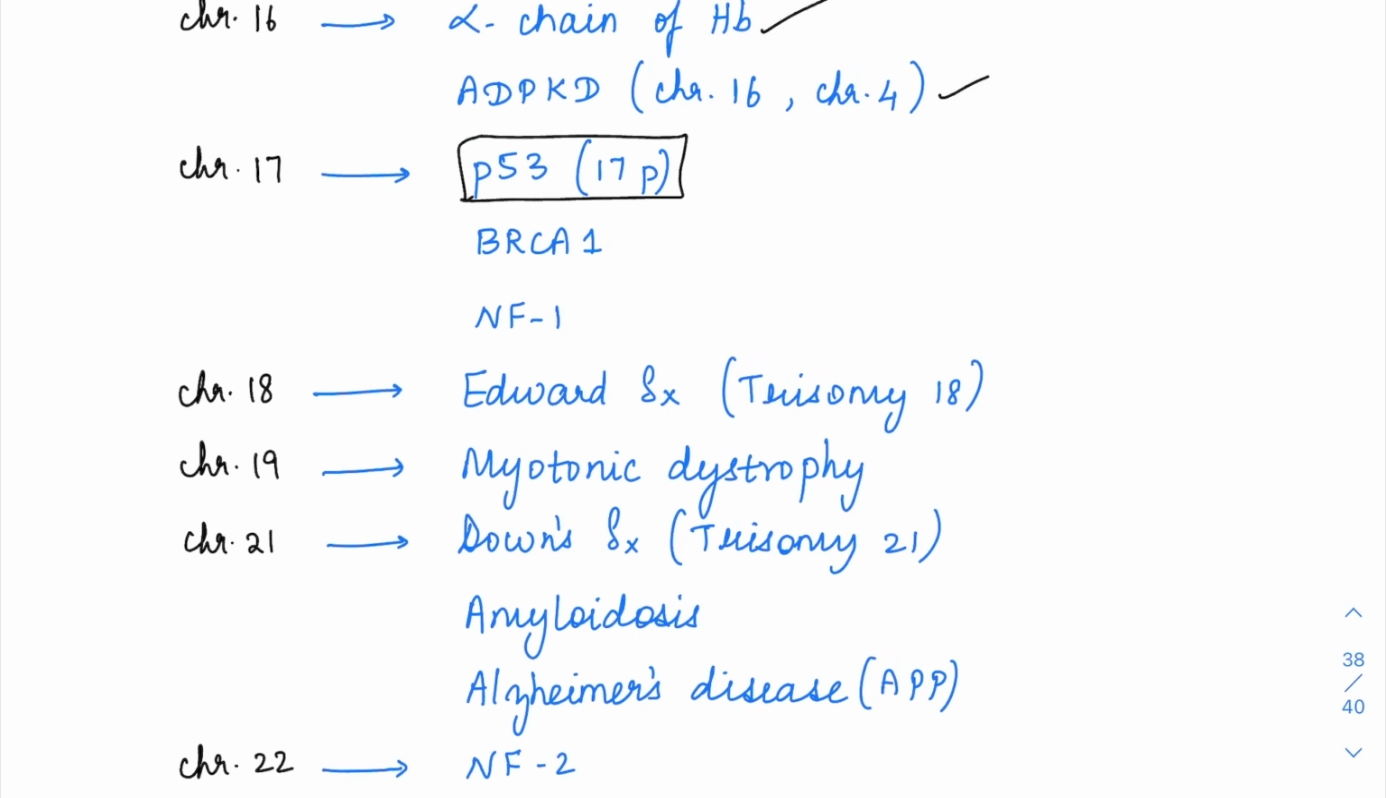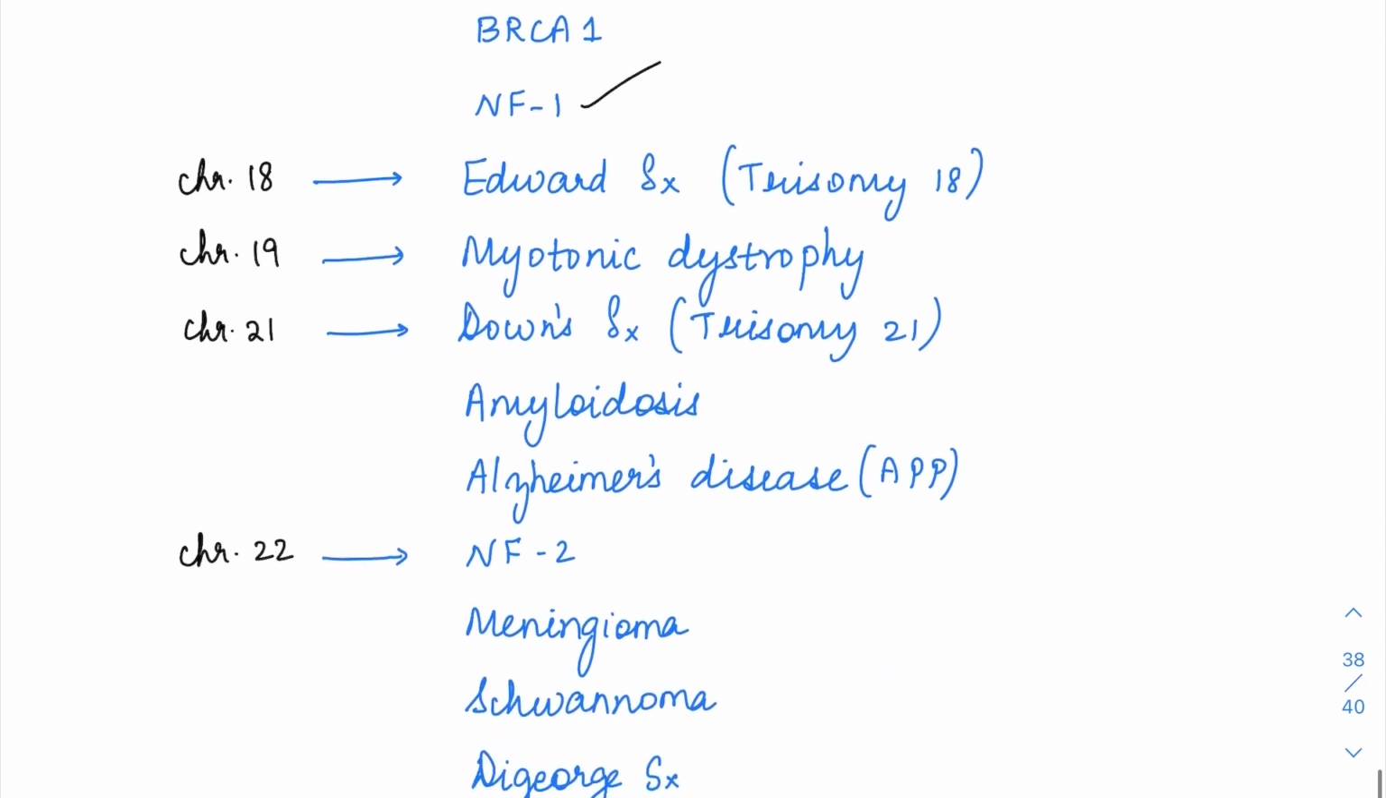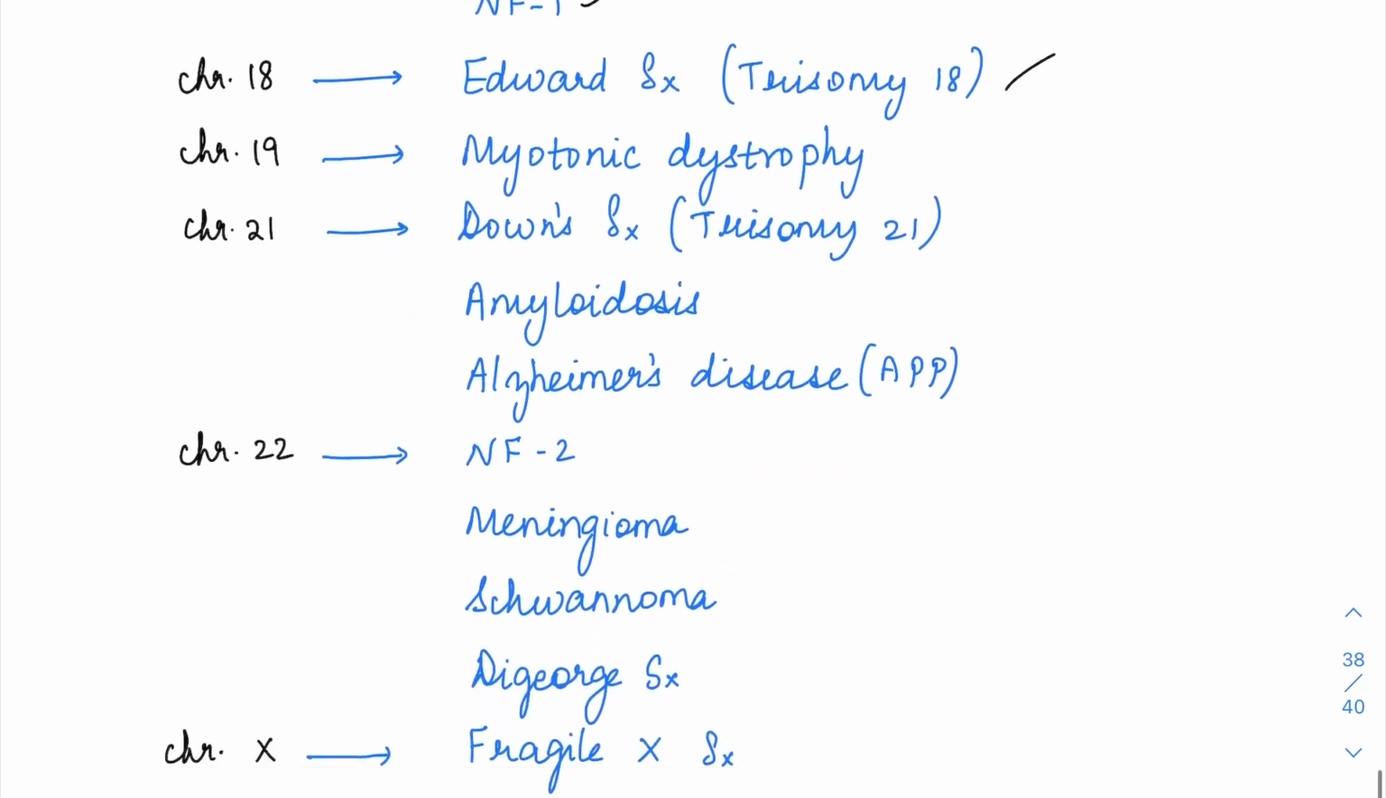BRCA2 was in chromosome 13. Then NF1 is also present in chromosome 17. So NF1 and 2 are going to be present on chromosome 17 and chromosome 22q. Okay. NF is for 17 and 22. BRCA here will be 17 and 13. Okay. Chromosome 18 is Edwards syndrome, trisomy 18. Chromosome 19, myotonic dystrophy, which was a trinucleotide repeat, CTG repeats, which was present in the chromosome 19.